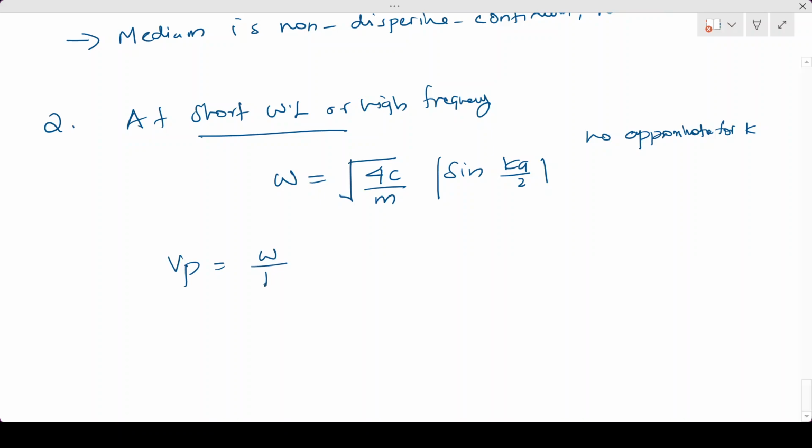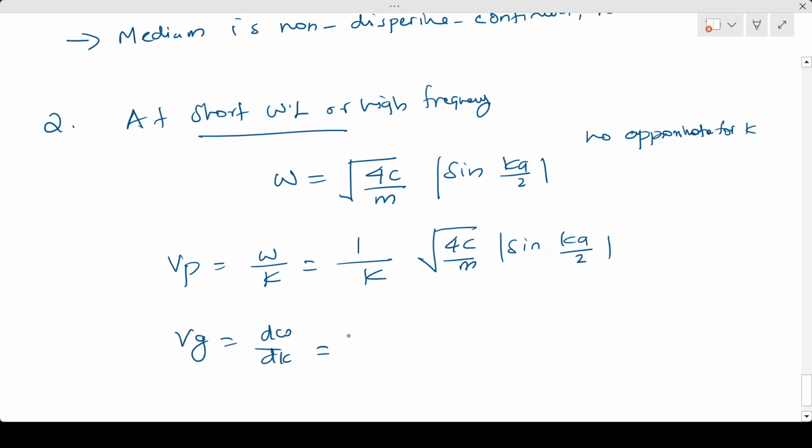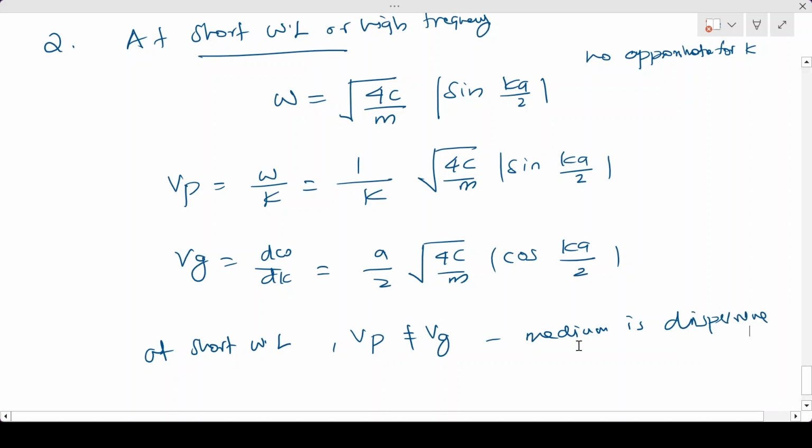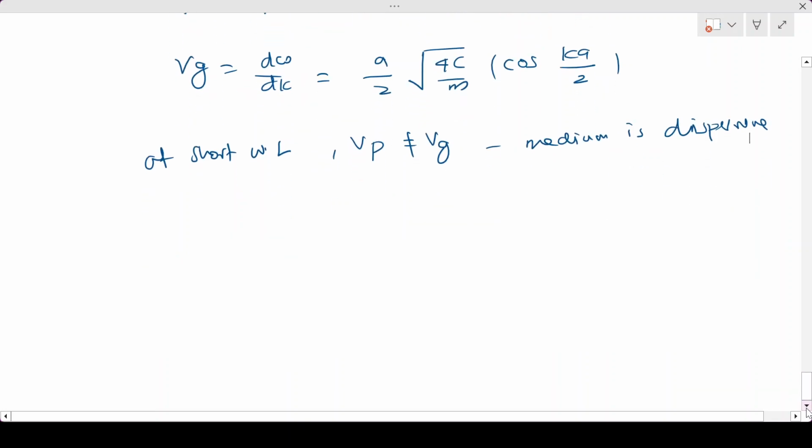If you take the phase velocity in that scenario, omega by k, it will be 1 by k root 4c by m sin ka by 2. And if you take the Vg, that is d omega by dk, in that scenario you will be getting a by 2 root 4c by m cos ka by 2. Here, we are actually taking the derivative of omega. As you can see, at a short wavelength, Vp is not equal to Vg, hence the medium is dispersive. That means if there is a change in omega and wave vector k, the Vg will also be changing with respect to that.